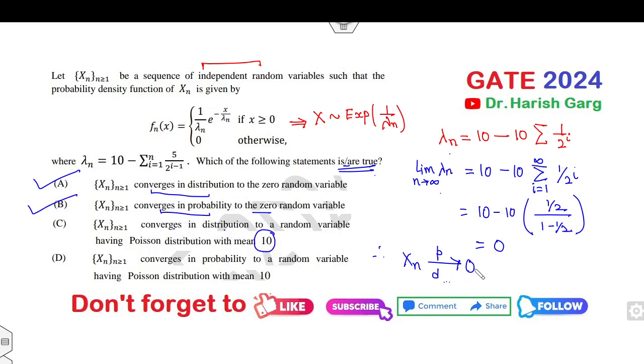Xn converges in distribution, fine, but with mean 0, that's wrong. It converges to the 0 mean. So this option is cancelled. It converges to the mean 10. This option is cancelled. Only A and B are the right answers of this problem.